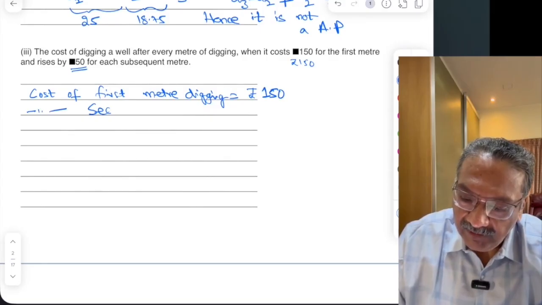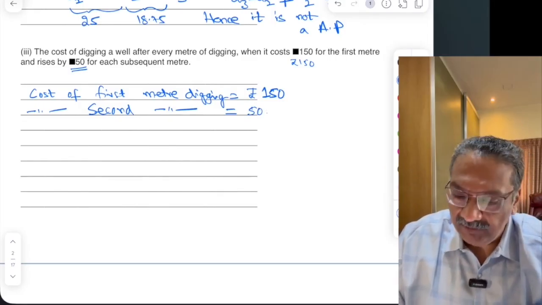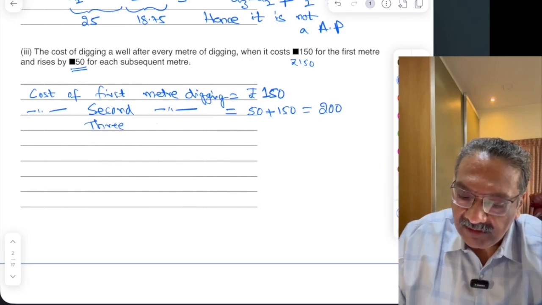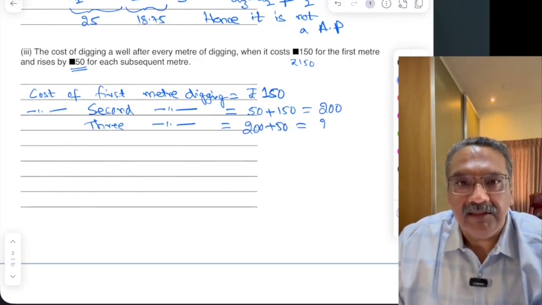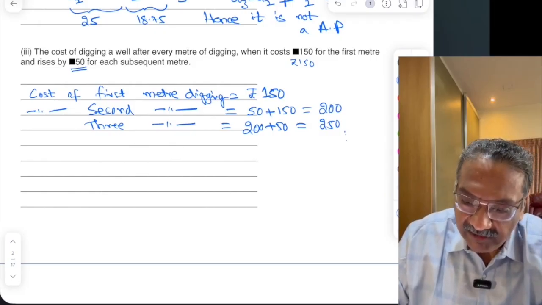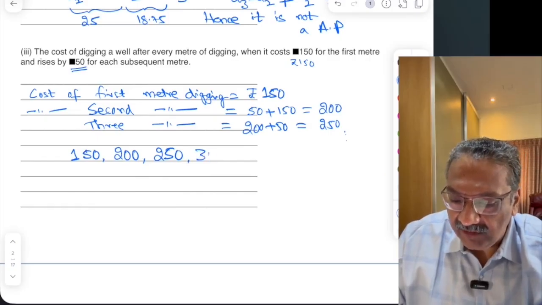Second meter digging will be 50 rupees more. It rises by 50. So it will be 50 plus 150 of the first meter, which happens to be 200 rupees. So after 3 meters, cost of digging will rise to 200 plus 50, which is equal to 250 and so on. So if you write the cost of digging, first meter cost will be 150 rupees, second meter it will be 200, third meter it will be 250, after 4 meters it will be 300, then it will be 350 and so on.